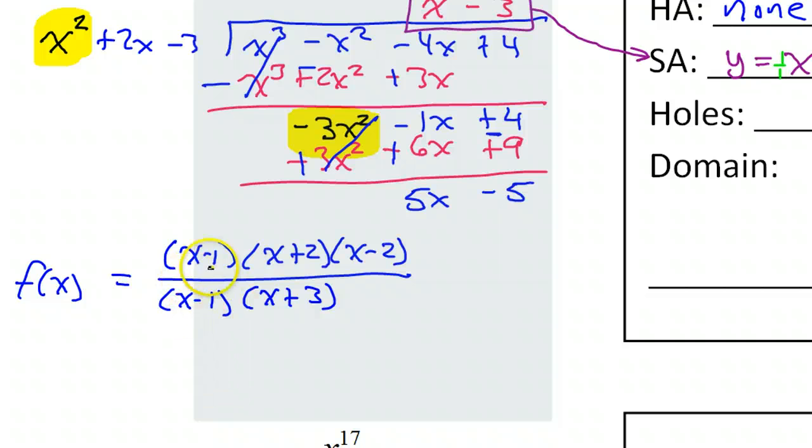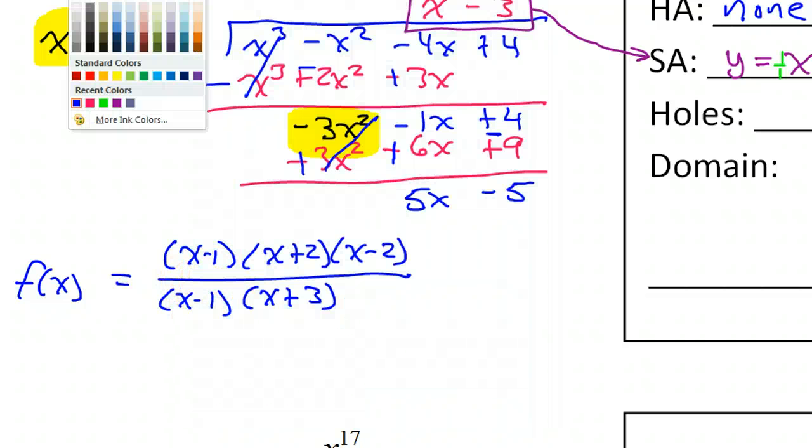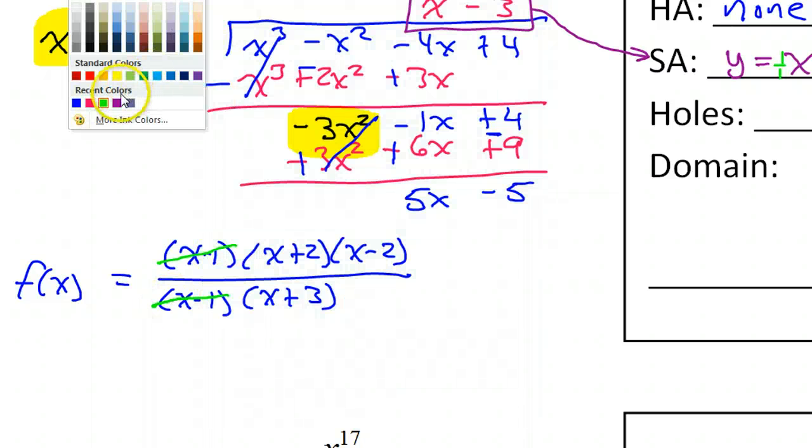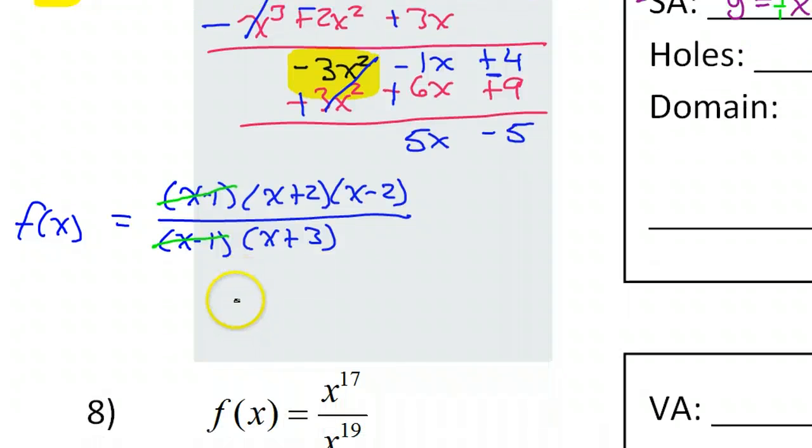Now I wrote it this way because I'm looking ahead and I'm seeing what's about to cancel. And these x minus 1s can cancel out. Thus, the x minus 1 in the denominator will not yield a vertical asymptote. Instead, it will deliver a hole in the graph.